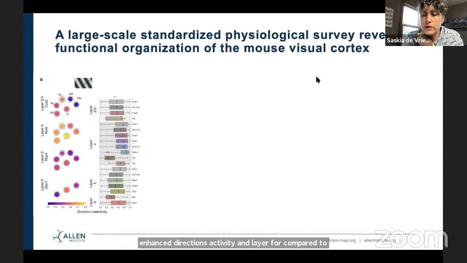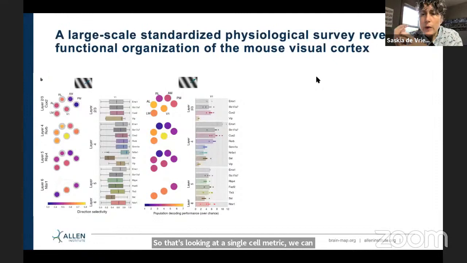So that's looking at a single cell metric. We can also look at population analyses. So we've done some stimulus decoding, where we see how well we can determine what stimulus condition was presented based off of the activity of all of the neurons in the population. Again, summarizing that decoding performance across different areas and layers and across populations of different cell types in this bar plot on the right. And in many ways, the decoding performance for decoding the grating stimulus largely mirrors the direction selectivity of the individual cells, though it's actually not a perfect correlation there. Another type of property that we can look at is the variability of the responses.